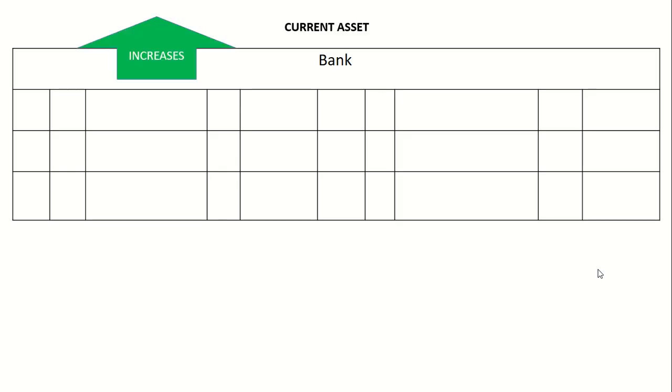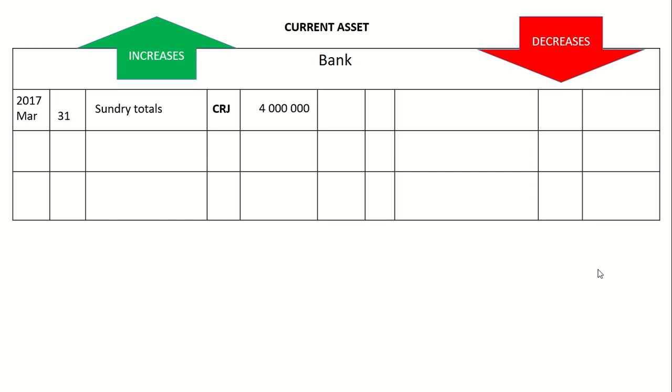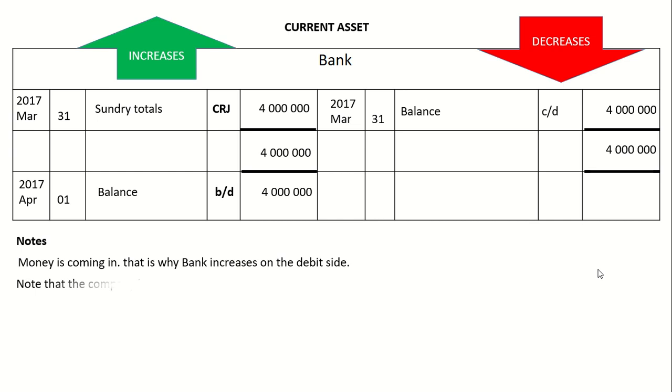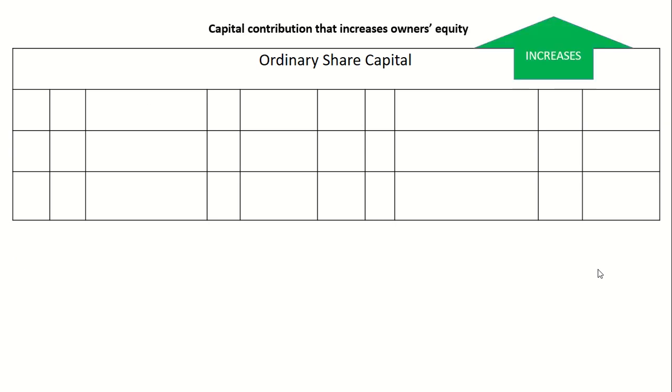Your bank is an asset. It increases on the debit side, it decreases on the credit side. Your bank will increase by the amount of money that you received, which is 4 million rand. So basically in the next month, which is the 1st of April, we will be having 4 million rand, which we got from our shareholders when they invested in the company. Note, money is coming in. That is why bank increases on the debit side. Note that the company has money and the shareholders have shares. And then we've got ordinary share capital.